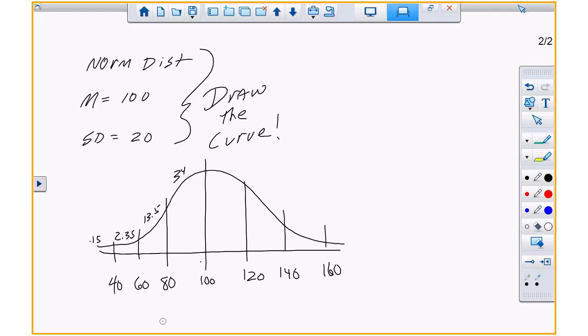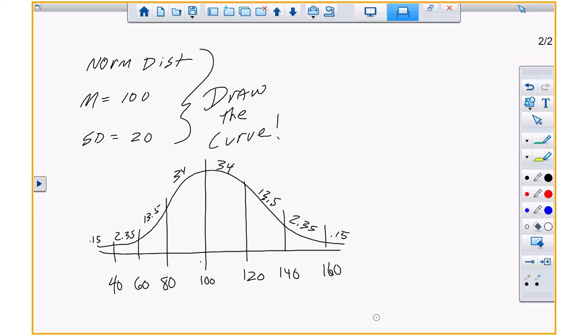You should already know them. Why? Because I gave you this like 2 or 3 days ago, or I know I gave it to you last week. 34, 13.5, 2.35, and 0.15.